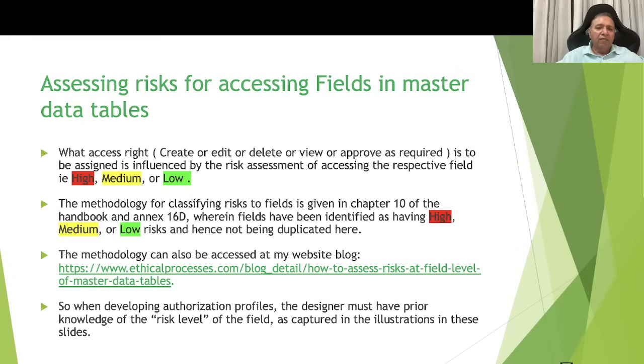16D, wherein fields are identified as having high level risk, medium level risk, or lower level risk, and hence not being duplicated here. This methodology can be accessed at my website also, the number reference for which I have given in this slide. So when developing authorization profiles, the designers must have prior knowledge of the risk level of the field as captured in the illustration in these slides.